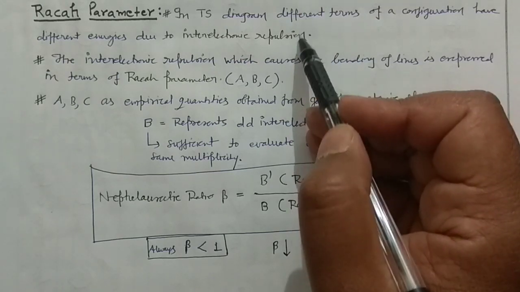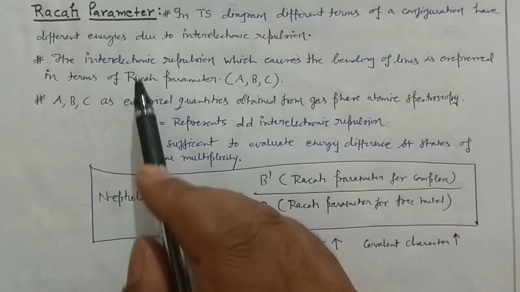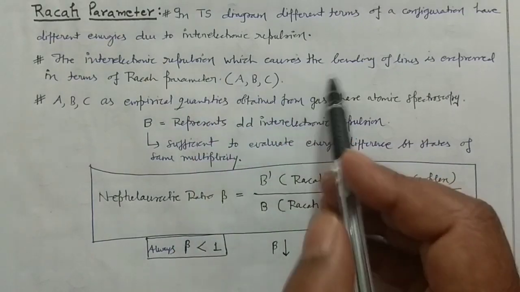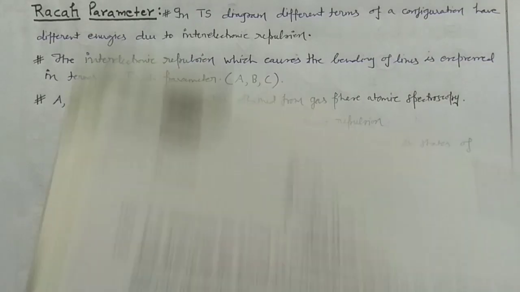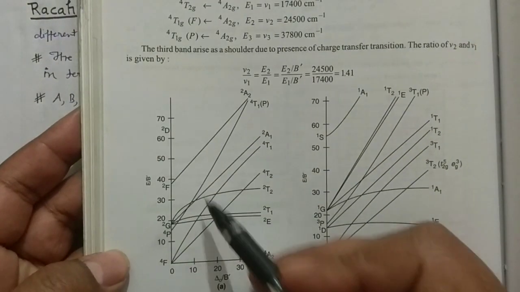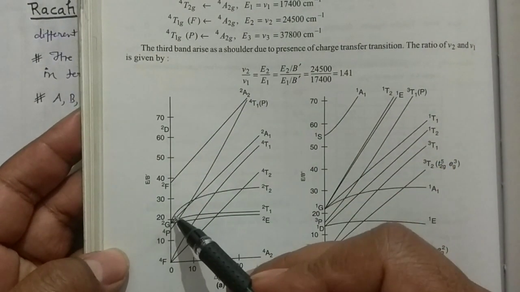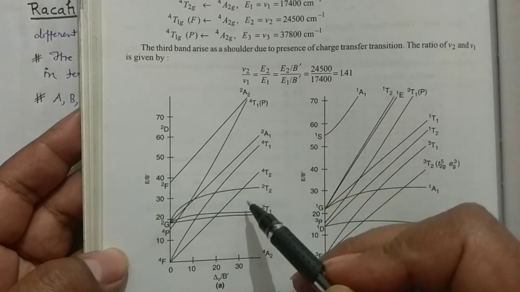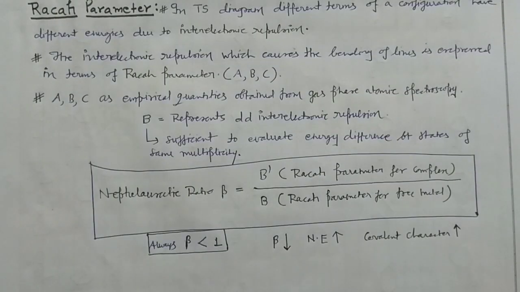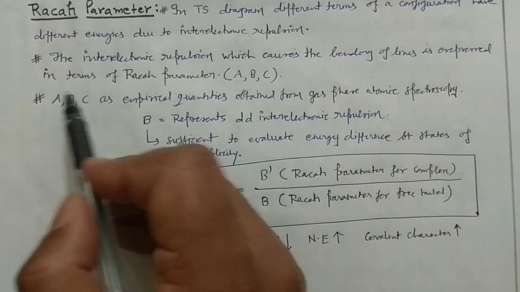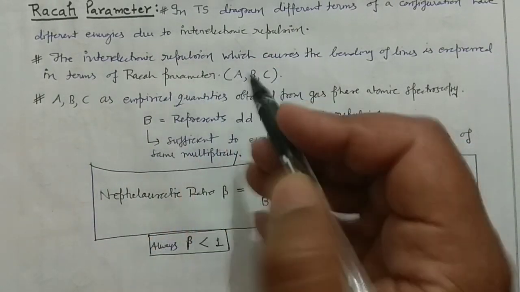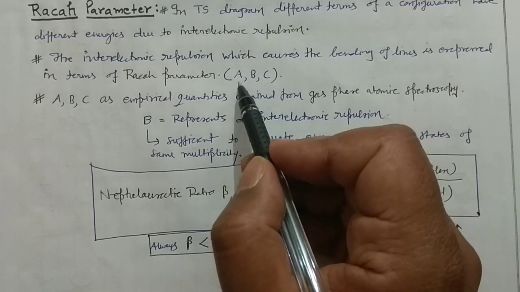Whatever I have explained, I have summarized in the points here. Okay, and the inter-electronic repulsion causes the bending of the lines. So what is the meaning of the bending of the lines? You can see here, this line is going in that manner, this is going in that manner. So this is the bending of the lines. The inter-electronic repulsion which causes the bending of the lines is expressed in terms of the Racah parameter, and the Racah parameters are A, B, C.